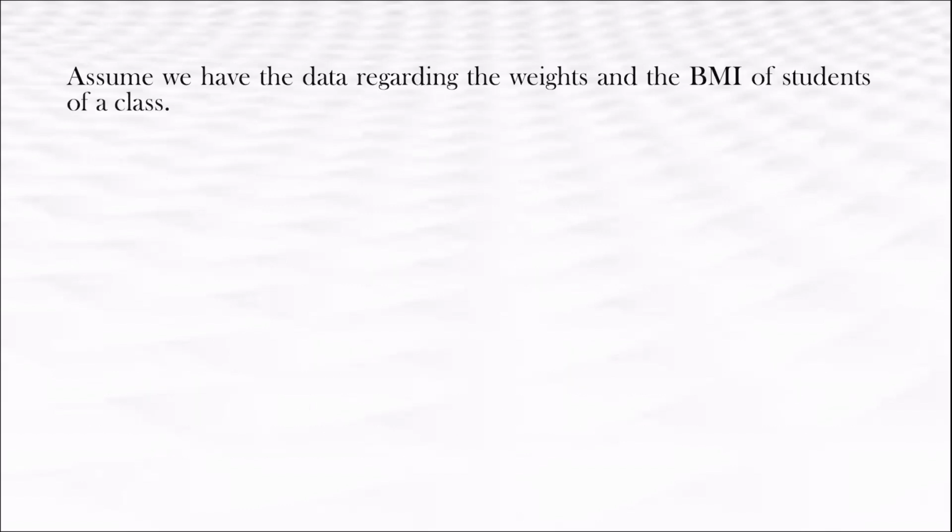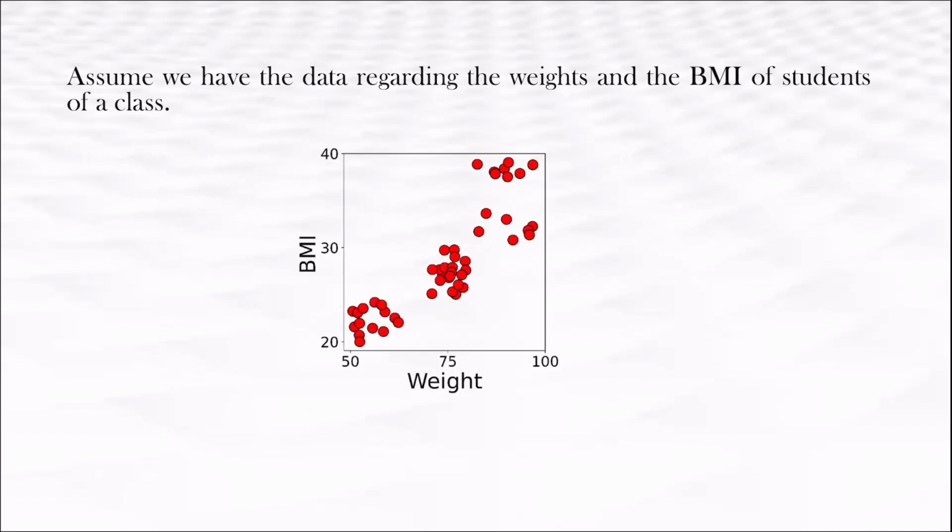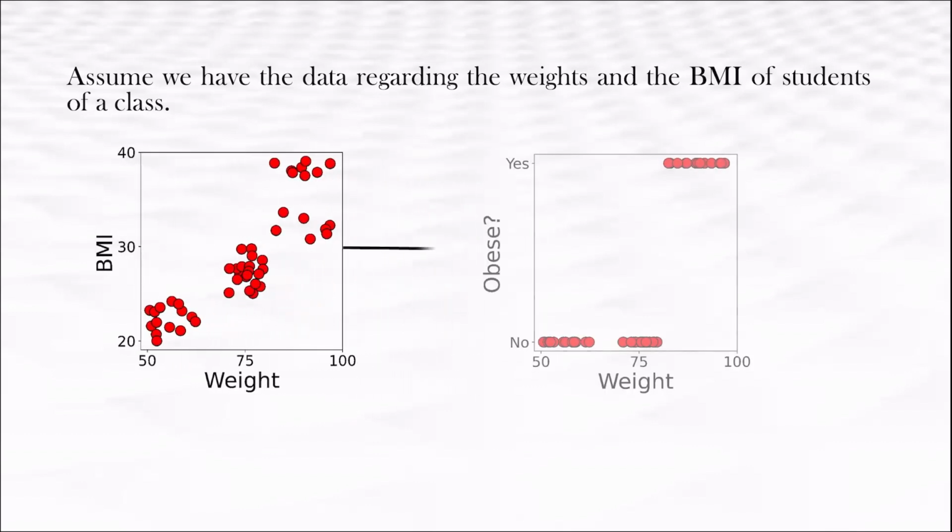So assume that you have data regarding the weights and BMI of students of a class. Assume that we can plot this data on a graph, with the weight on the x-axis and the body mass index on the y-axis. The task of linear regression is to fit a straight line that passes through the data and gives me the approximate BMI for a given value of the weight. However, in this case, I have to predict a continuous value, which is the body mass index, based on the weight. However, I can transform this problem into a new problem, which is basically that I want to figure out whether the person is obese or not based on his weight.